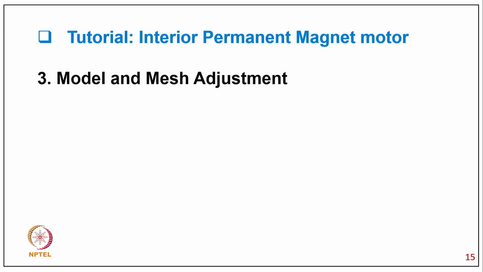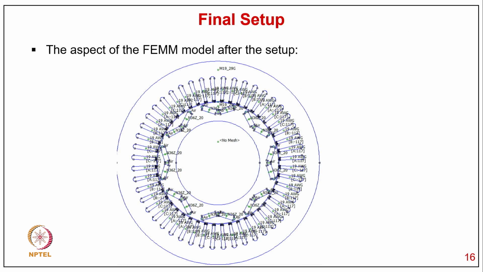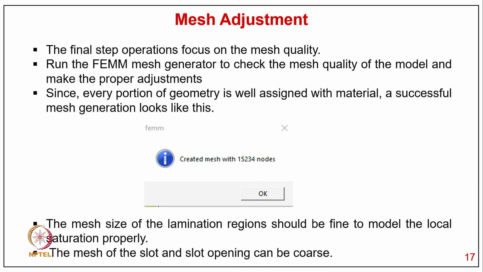Third is the model and mesh adjustment. The aspect of the FEM model after the setup is shown in the figure with all the dimensions. The final step focuses on the mesh quality: run the FEM mesh generator to check the mesh quality of the model and make the proper adjustments. Since every portion of the geometry is well aligned with the material, a successful mesh generation looks like this. The created mesh with 15,234 nodes is okay.